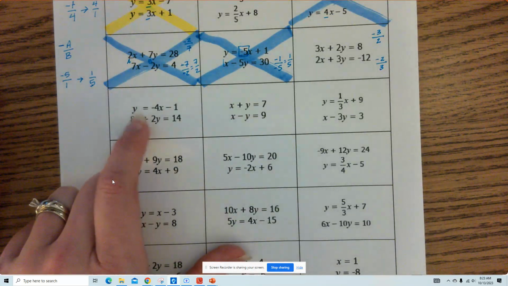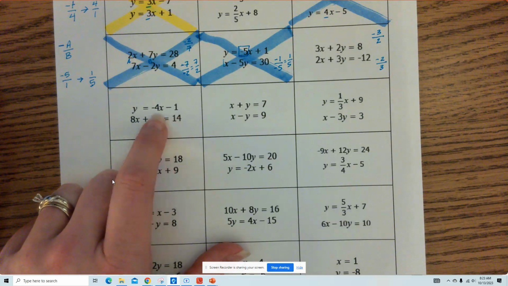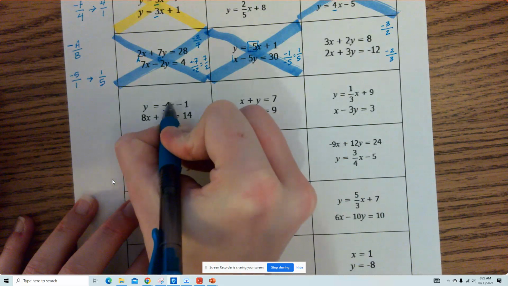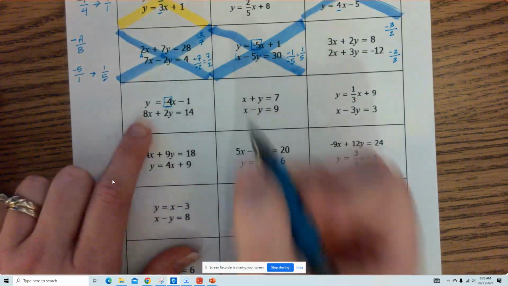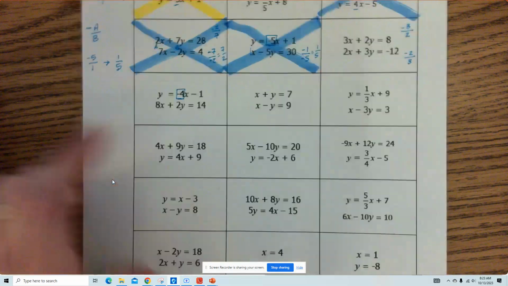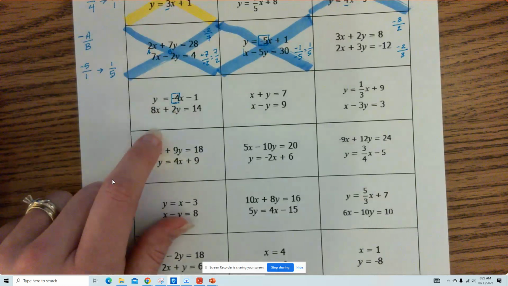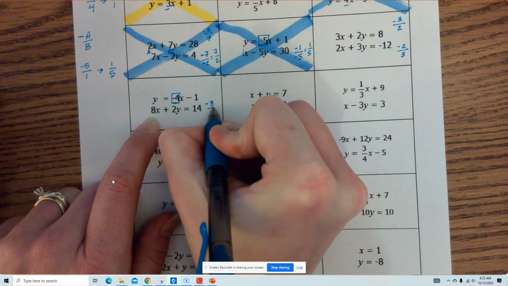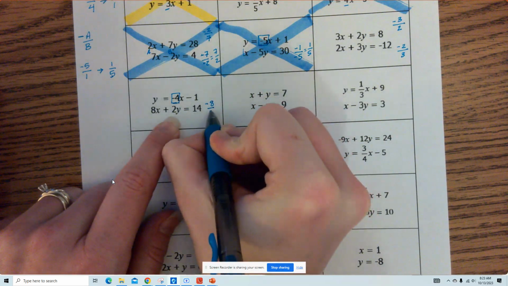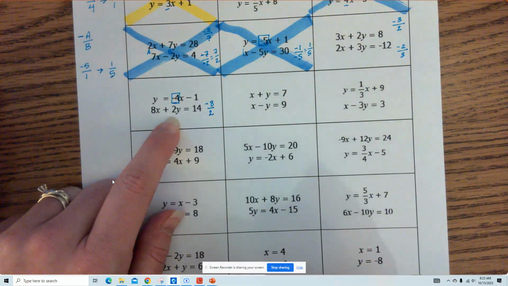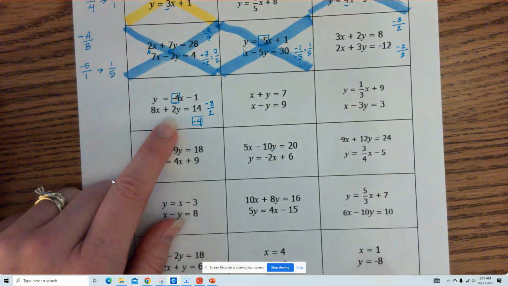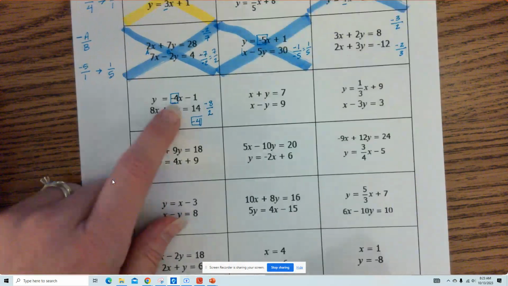All right. Y equals negative 4x minus 1. So this one's slope-intercept form. So my slope for this one is a negative 4. Standard form, negative a over b. So a is an 8. So negative 8 over 2. What will that one simplify down to? So what kind of lines are these? They're parallel. Slope is the same.